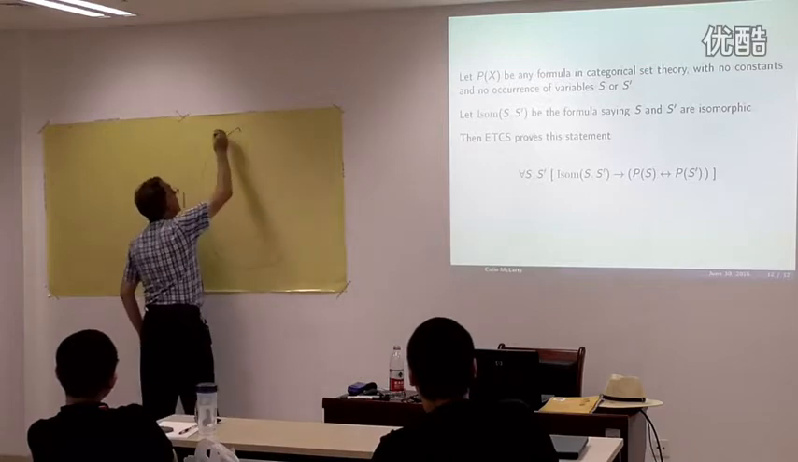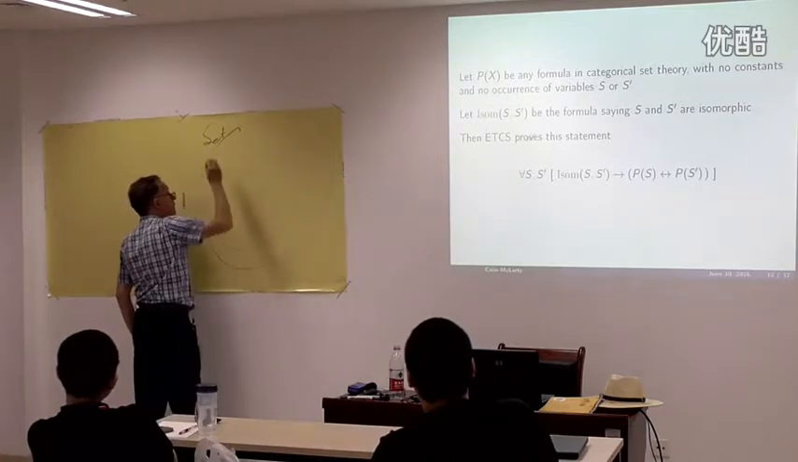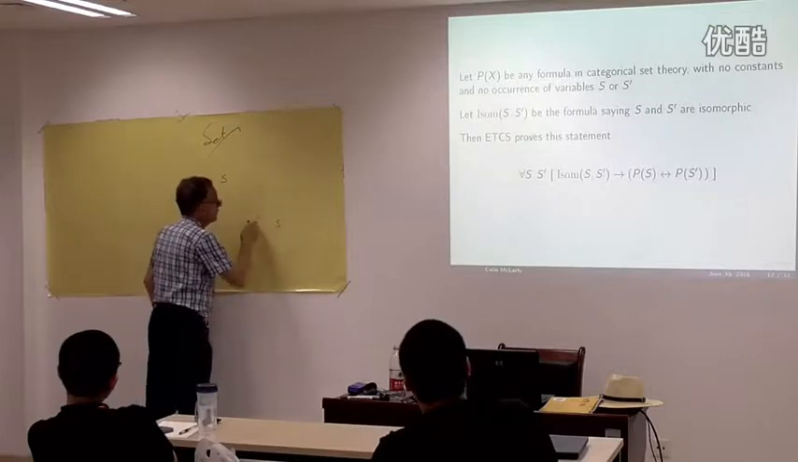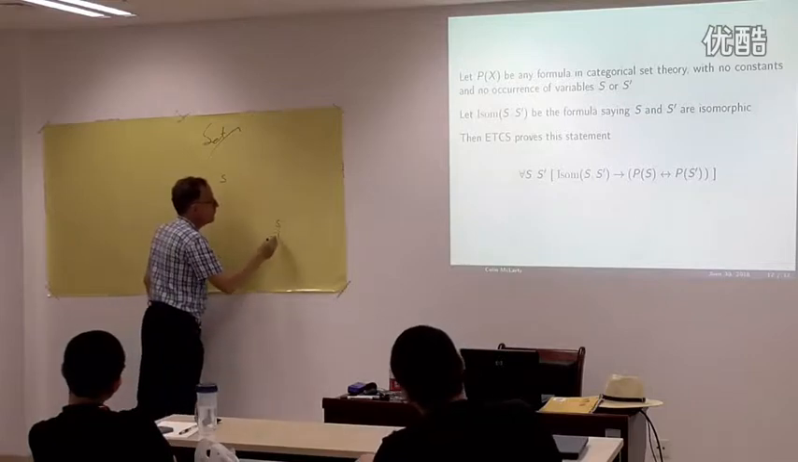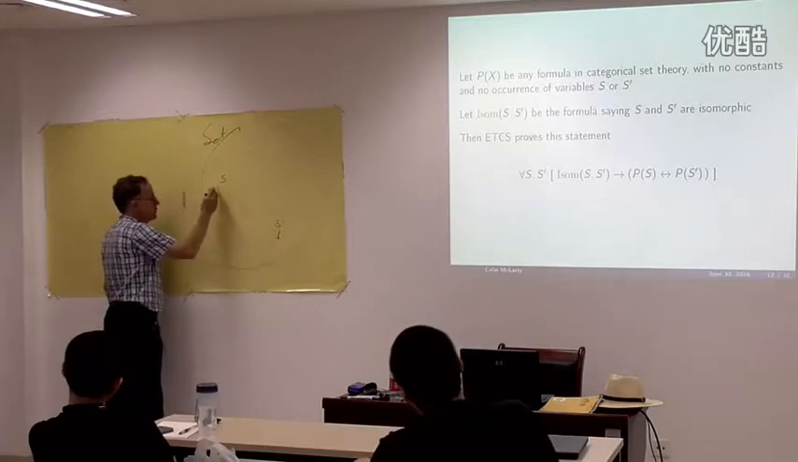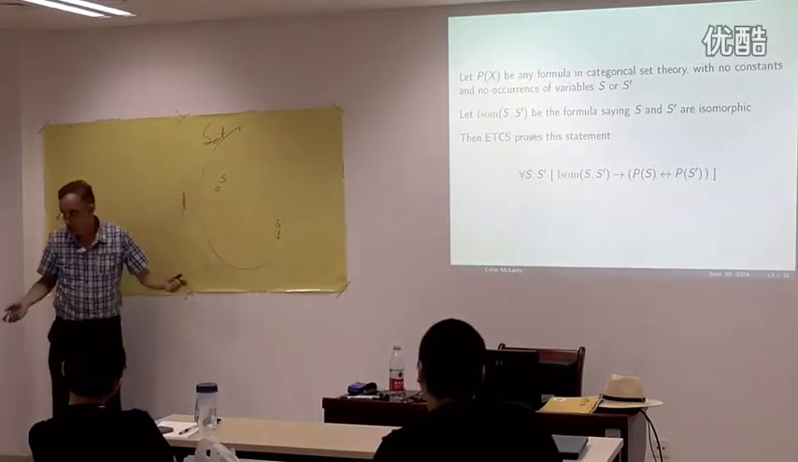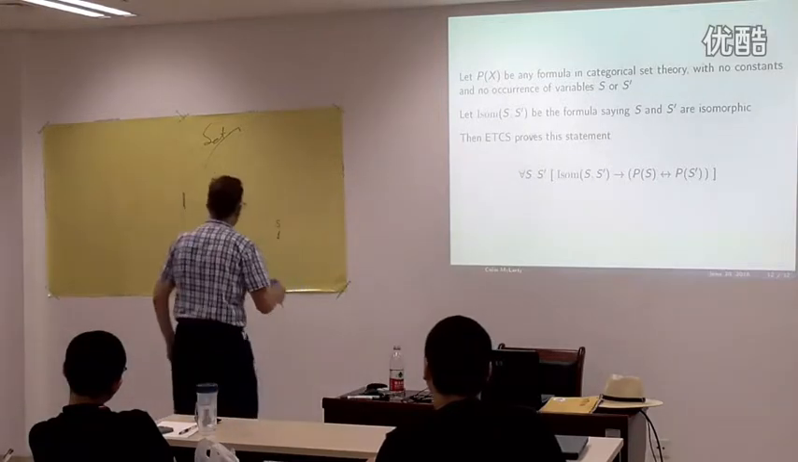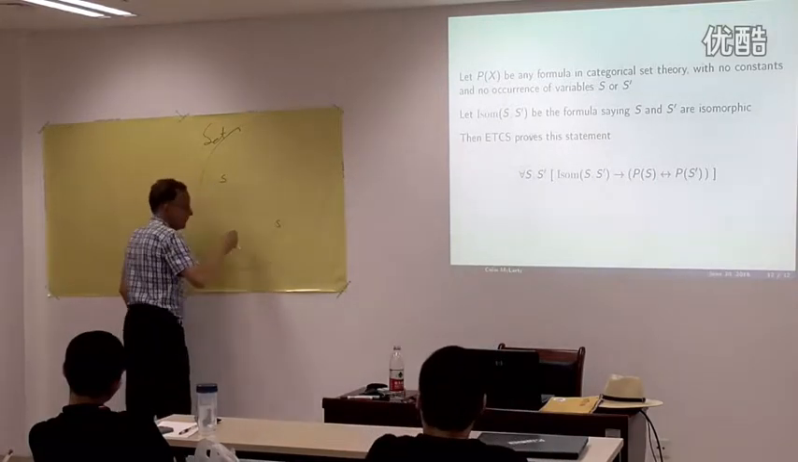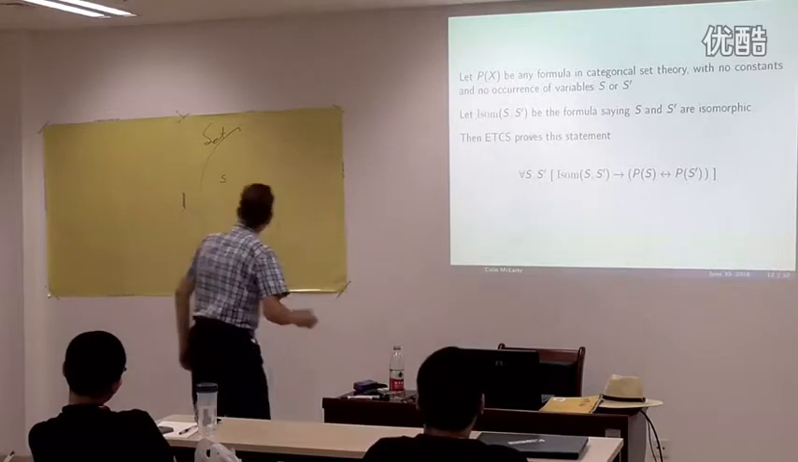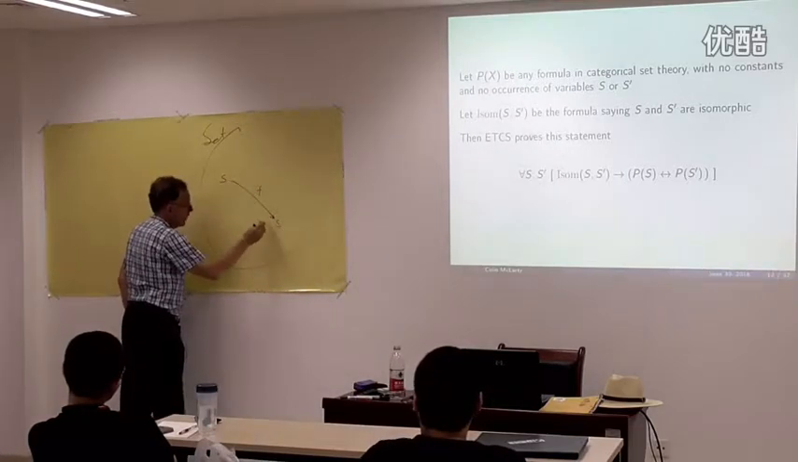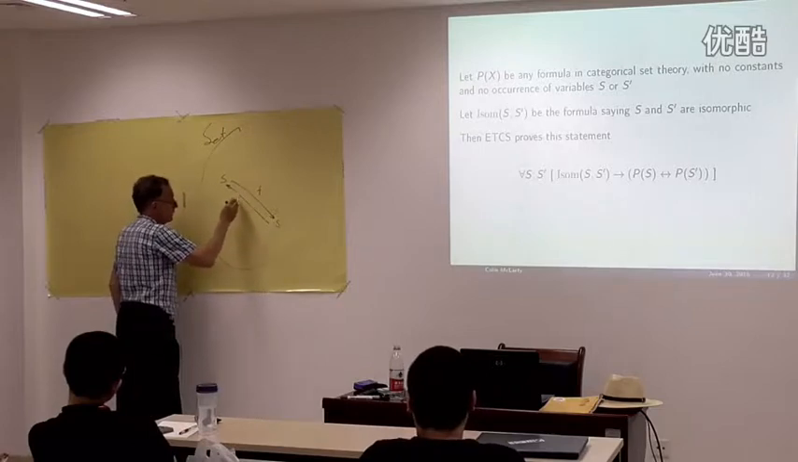Here I am inside the universe of sets. And I've got my S and my S prime. Now, if they're not isomorphic, this one might be a terminal object, and this one might be an initial object, and I can sure express the difference between them. So there's no hope when they're not isomorphic. But if they are isomorphic, then there's some isomorphism. There's some function F and F inverse.